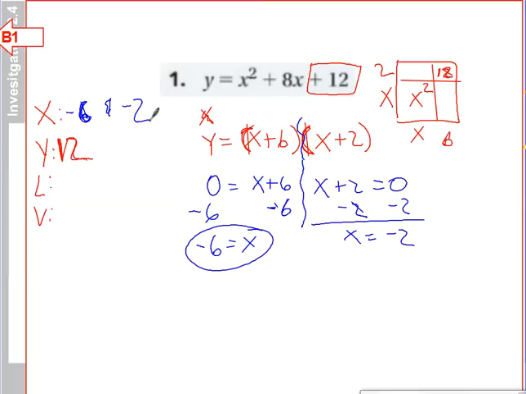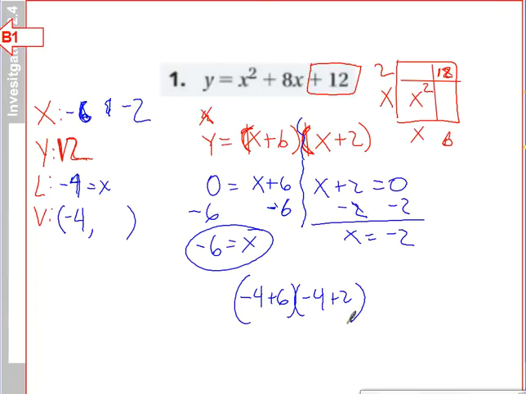Now, the number in between negative 6 and negative 2 is negative 4. And so we know x equal to negative 4 is your line of symmetry, which means for your vertex, negative 4 is going to be your x value. That is your abscissa. Obscure vocabulary. And now let's plug in negative 4 into our equation. So we have negative 4 plus 6 multiplied by negative 4 plus 2. Well, negative 4 plus 6 is 2. Negative 4 plus 2 is negative 2. So we get a grand total of negative 4.